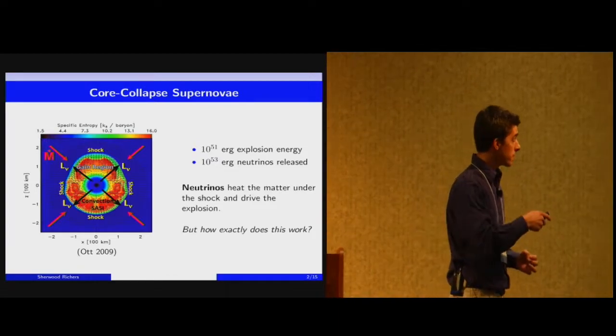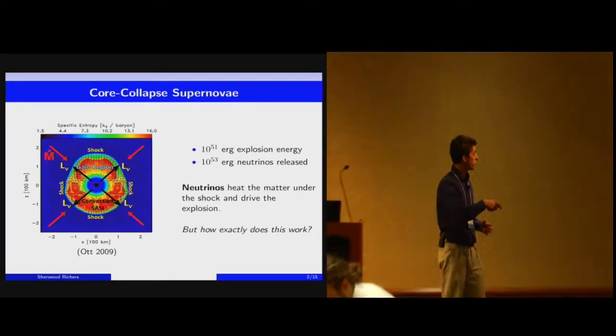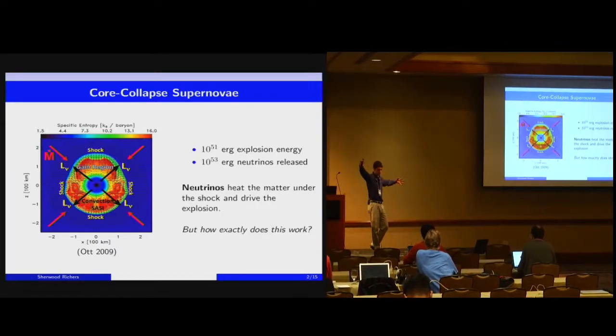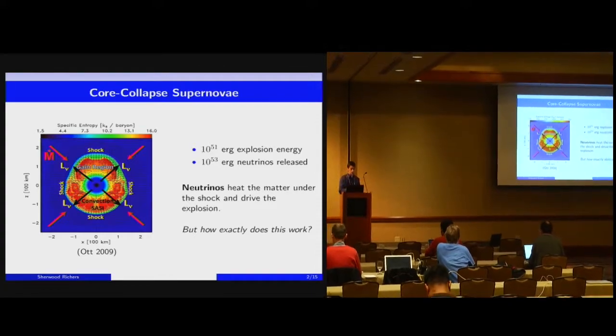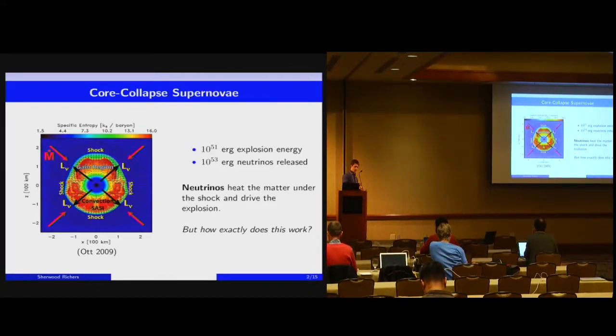And that's what you see here, is there's a shock wave moving through the supersonically infalling matter around it. In these core-collapse supernovae that we observe, there's something like 10 to the 51 ergs of kinetic energy that come from these explosions. However, we also know that the amount of neutrino energy emitted from these is something like 10 to the 53 ergs.